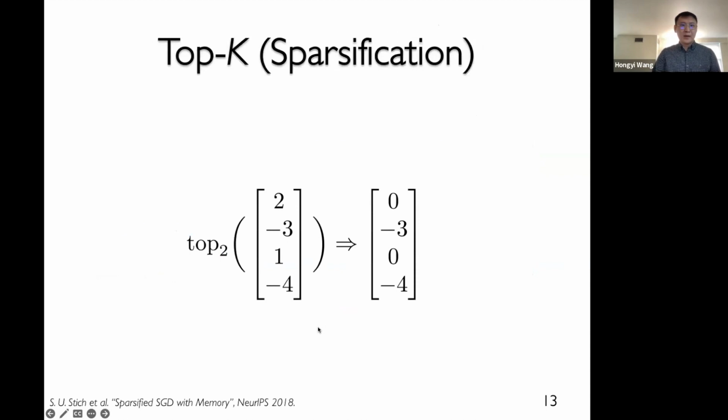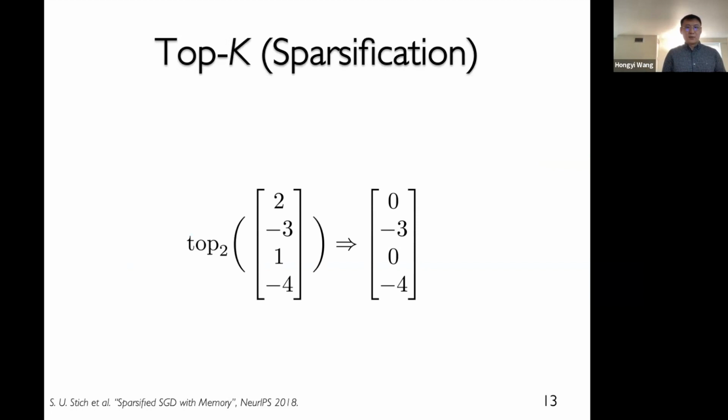The very first one is called top-k. It's a sparsification method. What it does is assume that the gradient elements with a larger absolute magnitude are more important. So what they're doing there is ranking the gradient elements by their absolute magnitude.